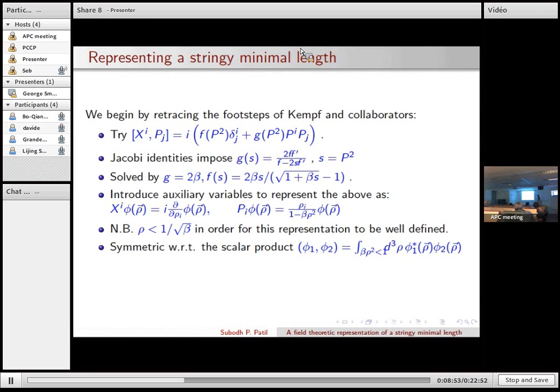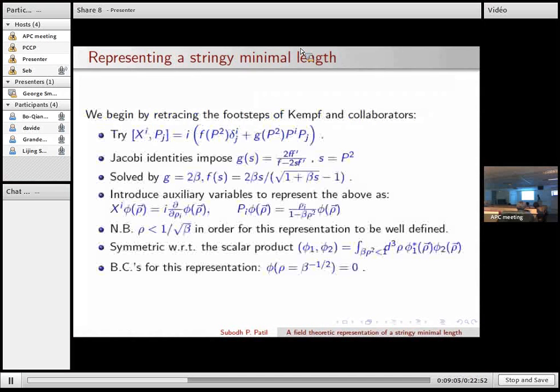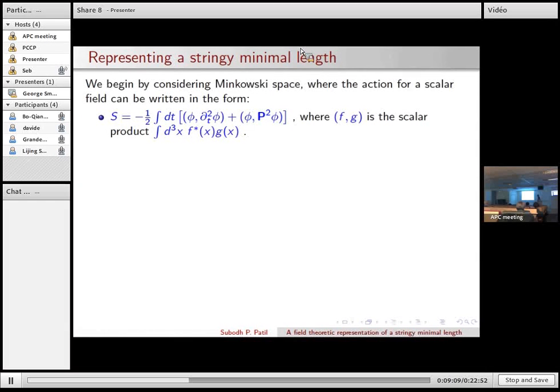And moreover, one could write down a scalar product with which it is symmetric, and all fields have to satisfy this particular boundary condition. So really, I'm just trying to figure out some way of representing fields that represent the generalized uncertainty relation. So this is just reviewing what has been tried before.